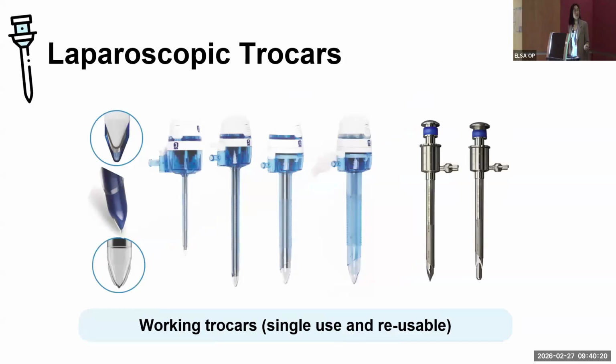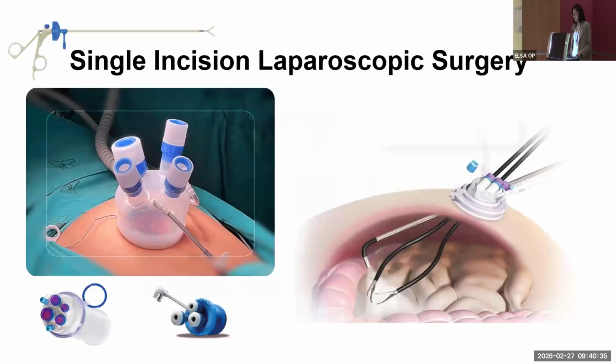Okay. Also, the working trocars, we have two types as well, the single-use ones here and the reusable ones. So we also have ones with blunt tip and ones with blade. Usually we put this under vision after we put the camera down.